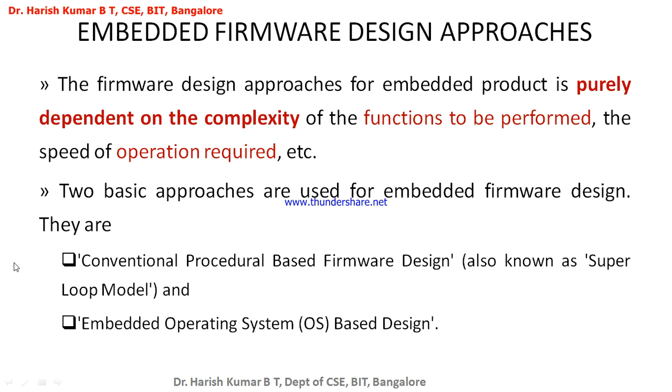There are two basic approaches used for embedded firmware design. One is the conventional procedural based firmware design, which you can also call sequential firmware design. There is another name for this also, it's called the Superloop model. The procedure based firmware design uses the sequential programming model, and the other one is embedded operating system based design, EOS, or just embedded operating system.